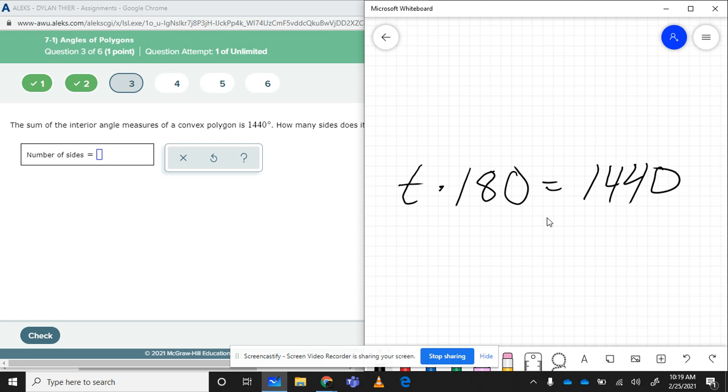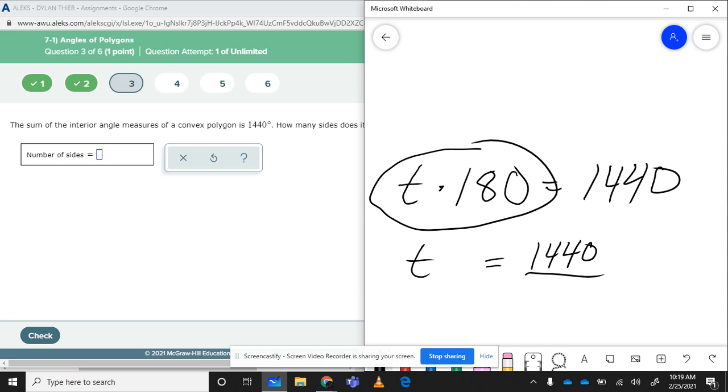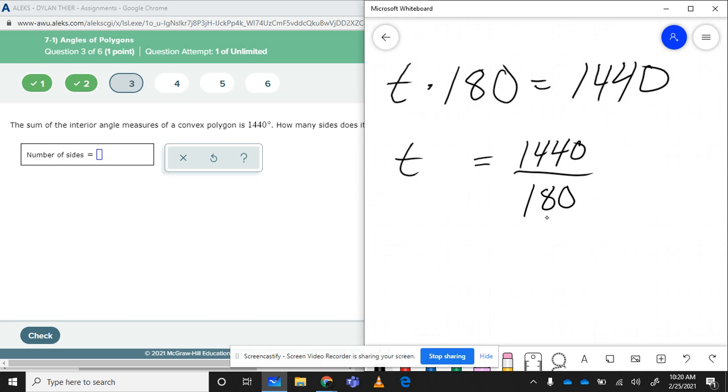Well, if we're trying to solve for t, if we want to know how many triangles there are, then we need to divide both sides by 180. Right? Whatever we are doing to it right now, we need to do the opposite. So if we're multiplying by 180, then we need to divide by 180. Right. So that step should be clear to you guys.